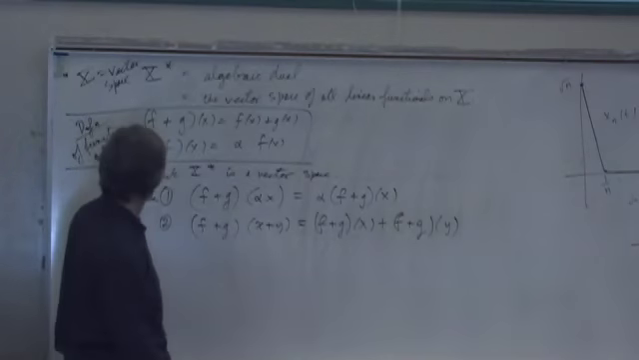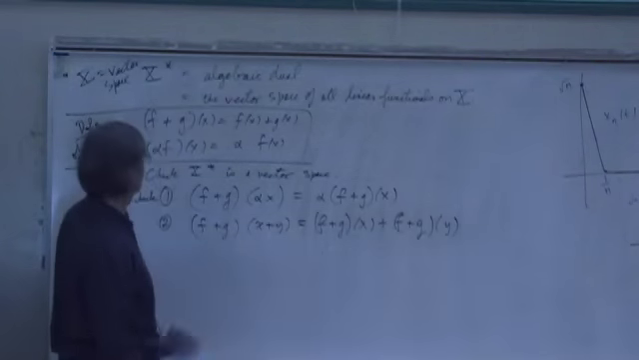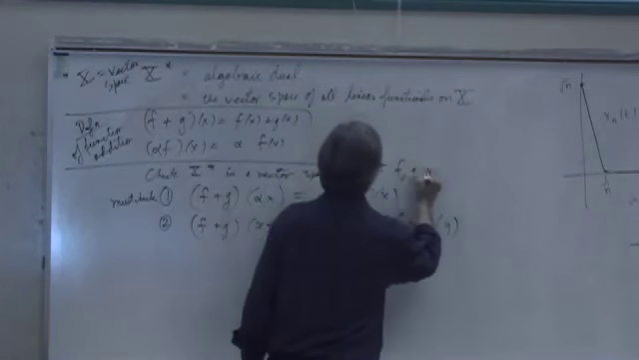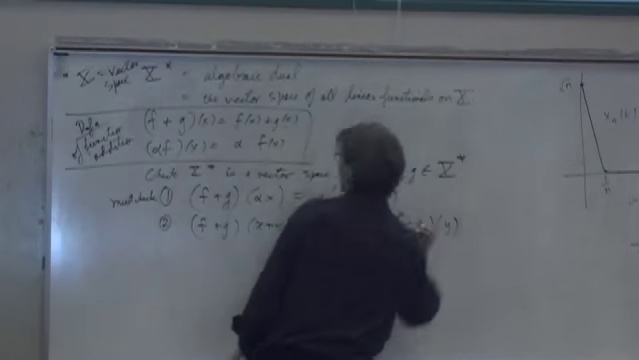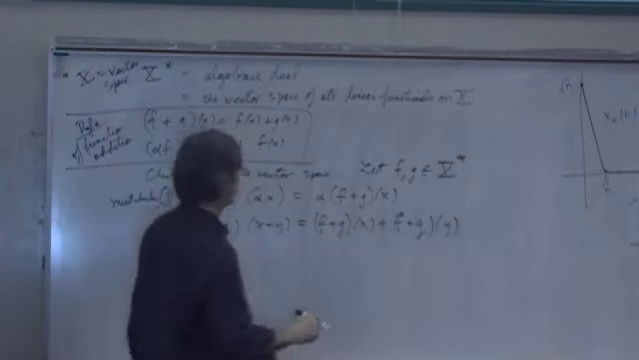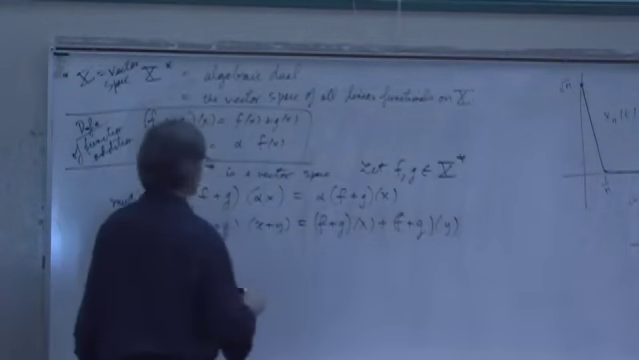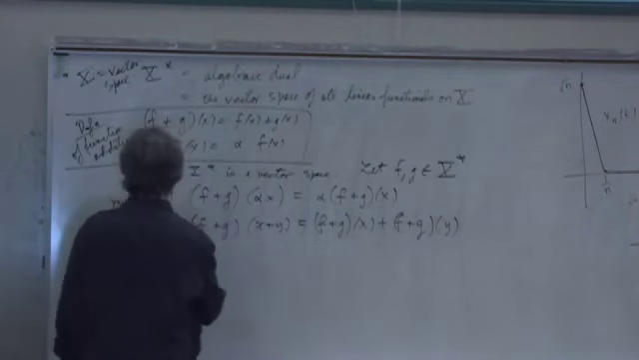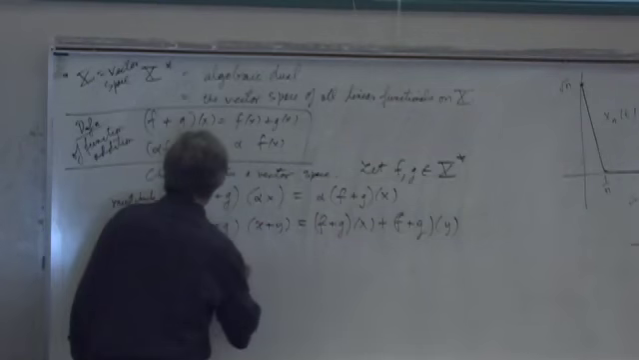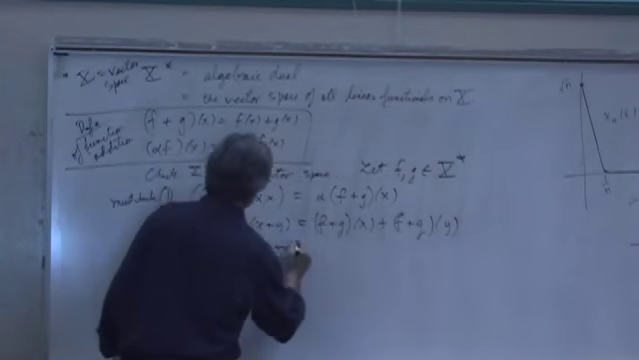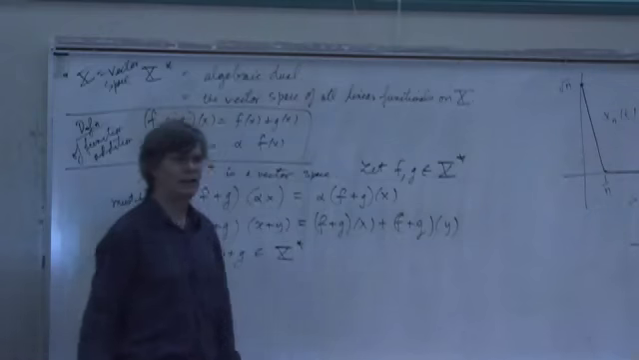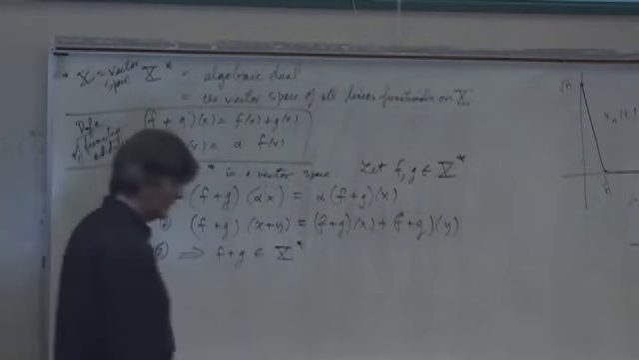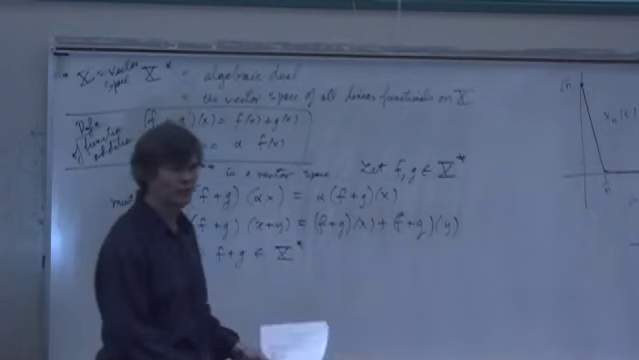I want to check that f plus g is again back in X star. Let f and g belong to X star. I must check that f plus g is again in X star. And so these two, 1 and 2, imply that f plus g is in X star. I also have to check that if I have f in X star, then alpha f is again in X star. That's even easier. So let me just check this one.